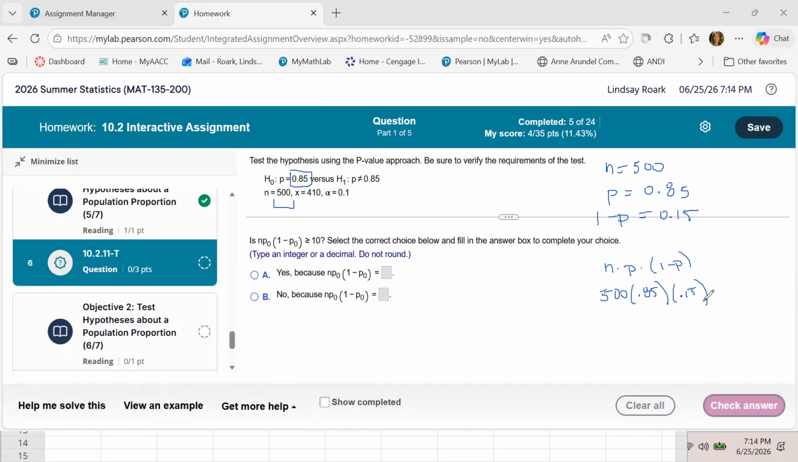all I have to do is 500 times 0.85 times 0.15 and see what that comes out to be. And here they say not to round. Okay, fine, all right. I guess that might be a little easier. But this comes out to be, just using my simple calculator, 63.75.